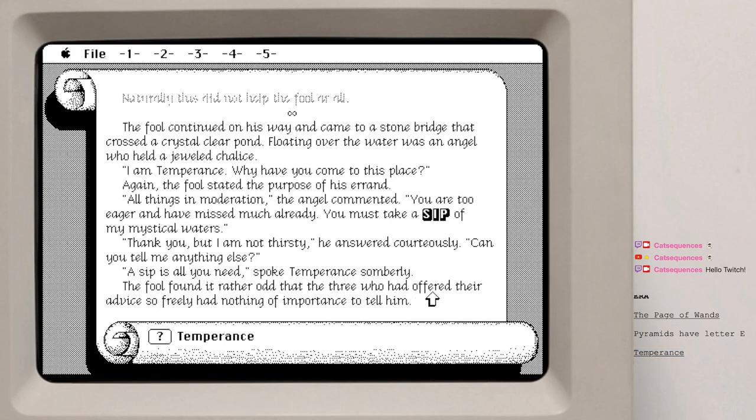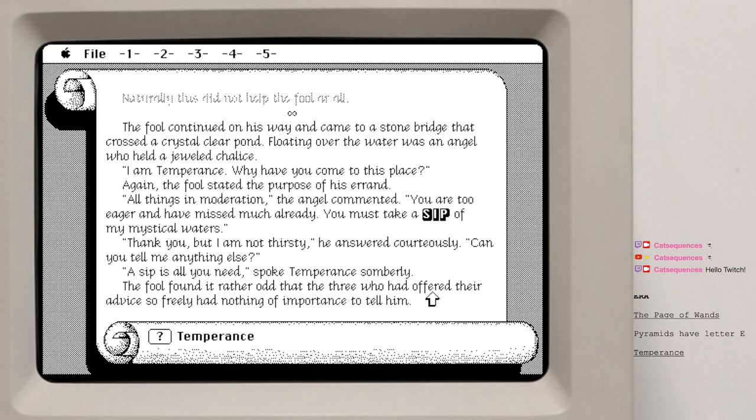The fool continued on his way and came to a stone bridge that crossed a crystal clear pond. Floating over the water was an angel who held a jeweled chalice. I am Temperance. Why have you come to this place? Again, the fool stated the purpose of his errand. All things in moderation, the angel commented. You are too eager and have missed much already. You must take a sip of my mystical waters.